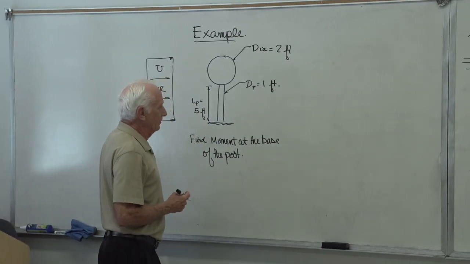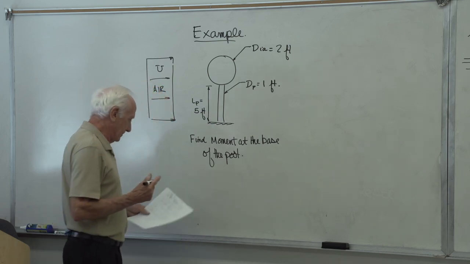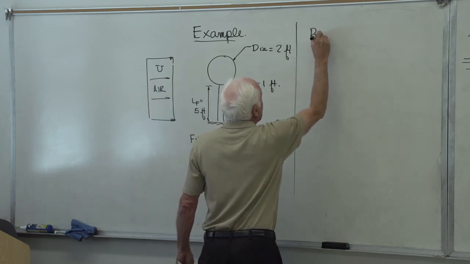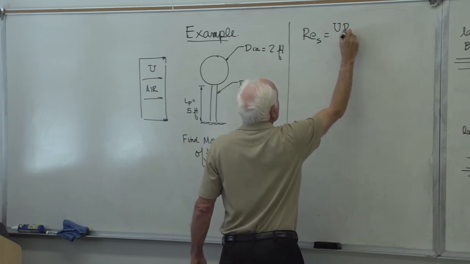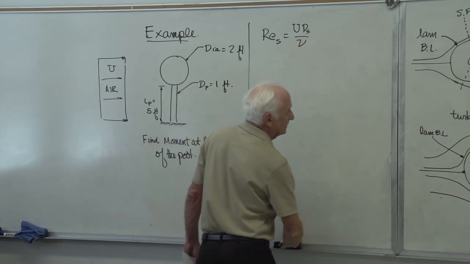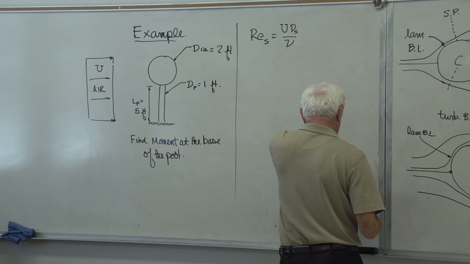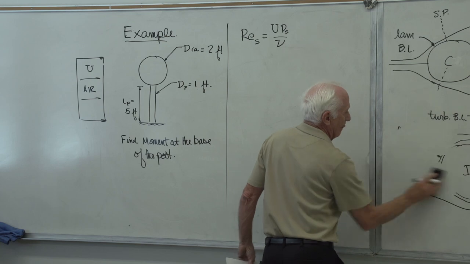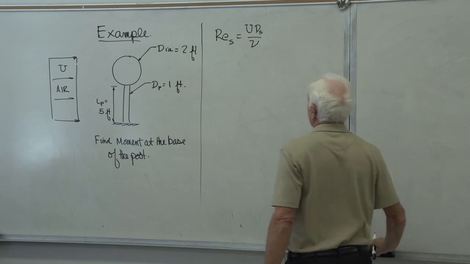Step number one, I need the Reynolds number, okay. I need the properties. Air, tables in the back of the book, you got it. So get the Reynolds number of the sphere first. And then we'll go ahead and get the, let's put that here. I think I'll put the post here.